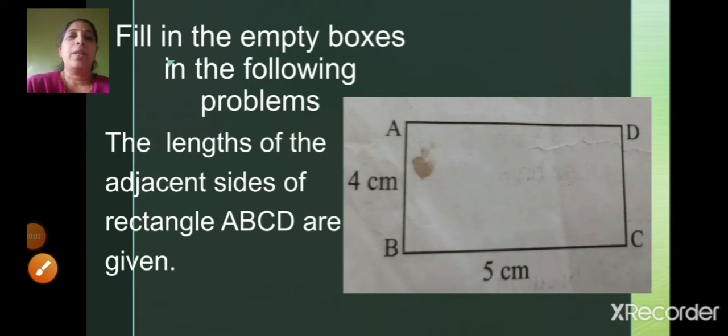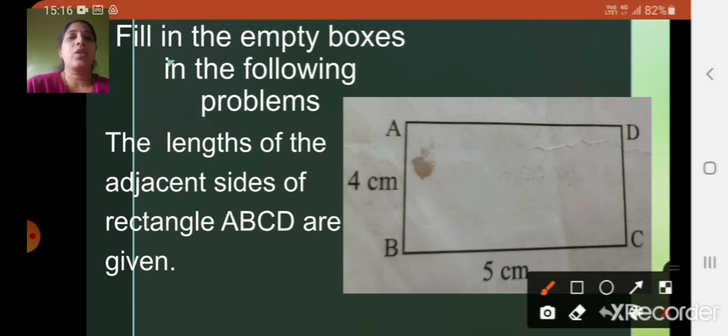Fill in the empty boxes in the following problems. So a figure is given, children, can you see it? It is a rectangle ABCD, or you can say rectangle ADCB also, right? Now in the rectangle, you can see the lengths of the adjacent sides of the rectangle ABCD are given. Now what do you mean by adjacent sides children? Adjacent side means next to each other.